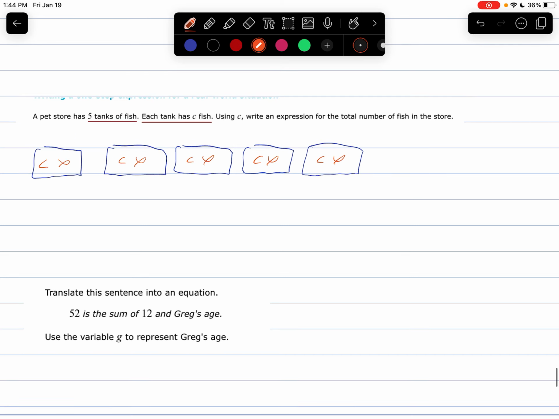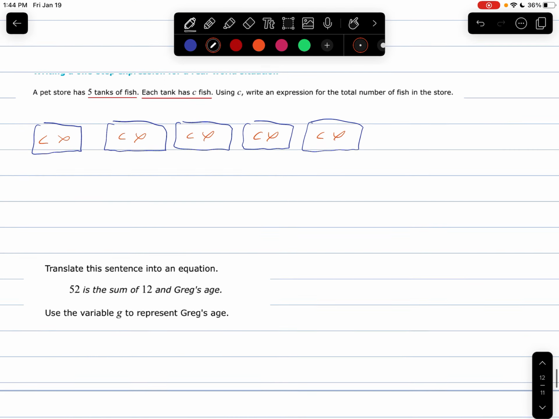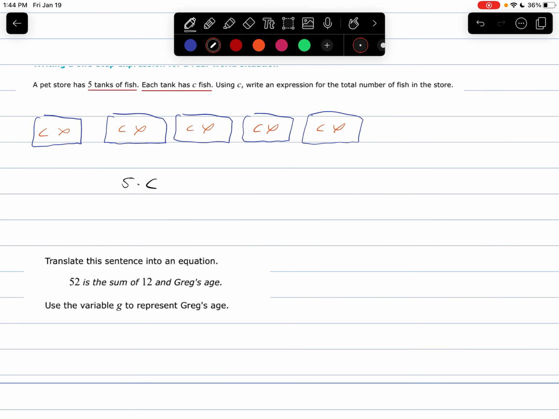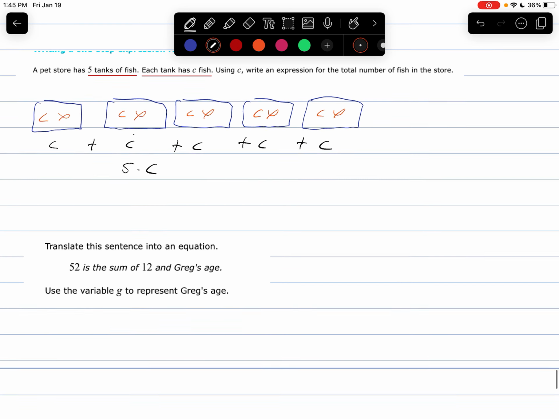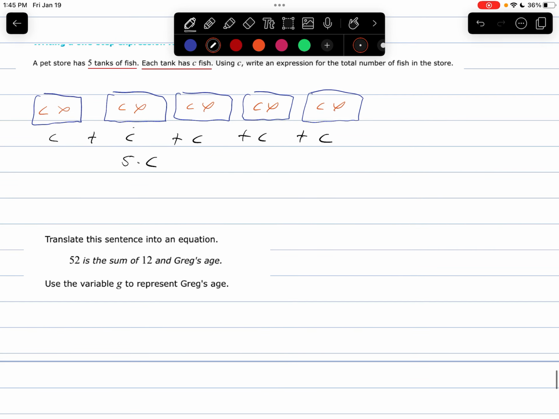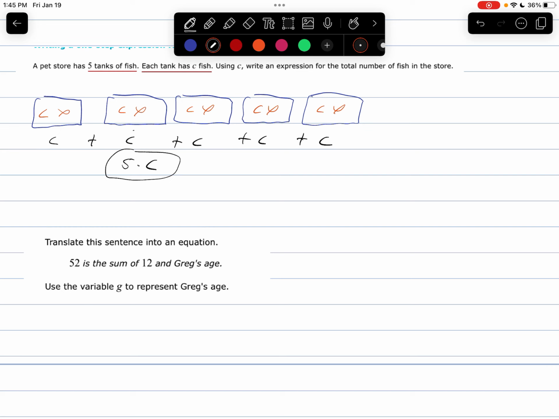So what's happening here is we have C 5 times. Okay, so if we wanted to write an expression for the total number of fish, we might write something like 5 times C. Okay, so there's 5 instances here. So we have 5 times C. You can write this as C plus C plus C plus C plus C, but this is the same thing as just writing 5C, right? So our expression for this real-world situation would be just to write 5 times C, or 5C.